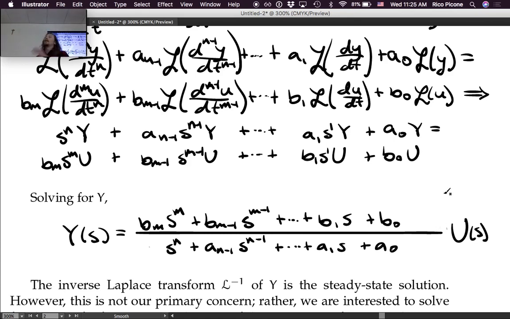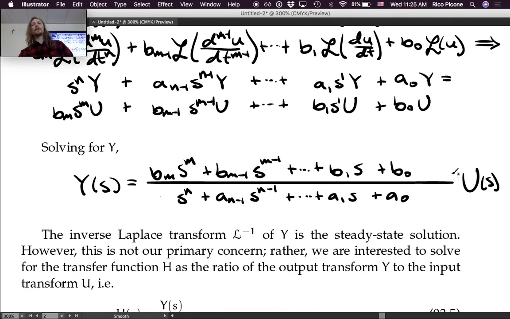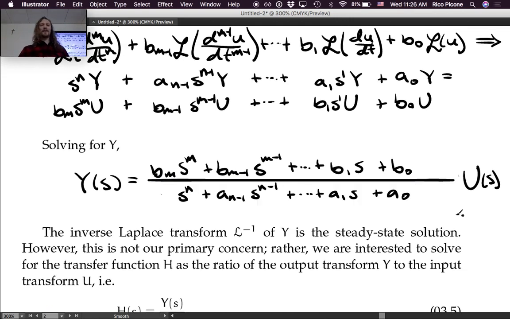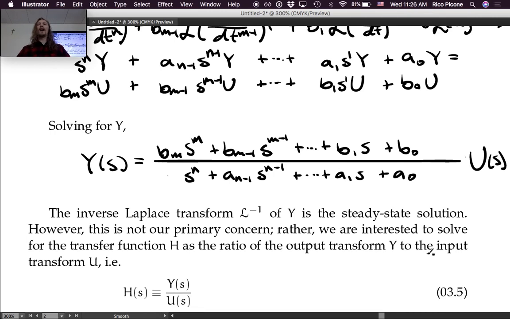Okay. So now, I don't know about you guys, but I feel like solving for y over u, which is our transfer function, is going to be pretty easy at this point. We'll divide both sides by u, and we're done. So that's awesome. So the inverse Laplace transform of y, before we do that, is the steady state solution to the system. So that's pretty cool.